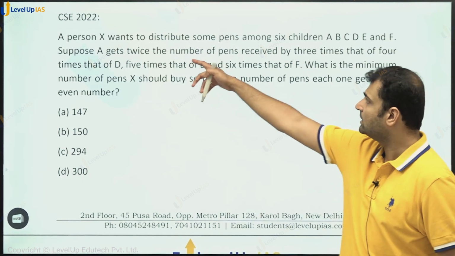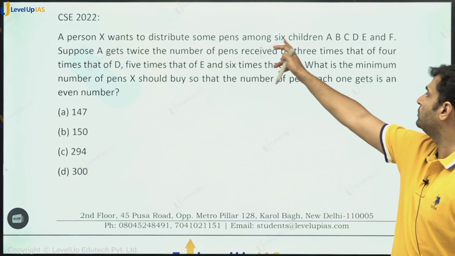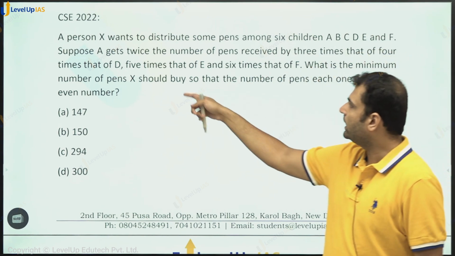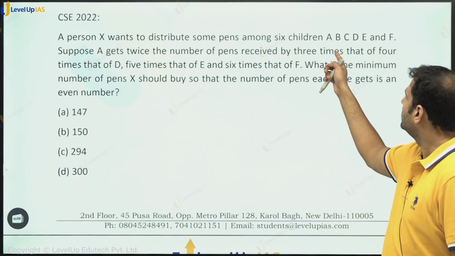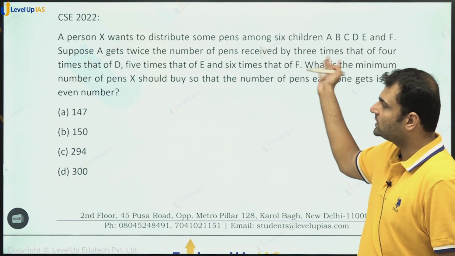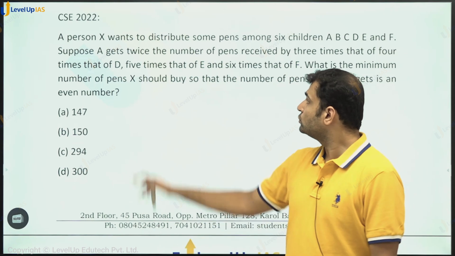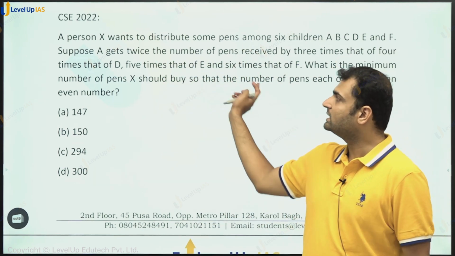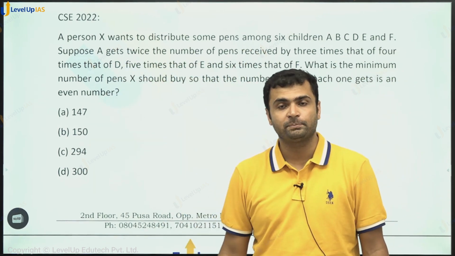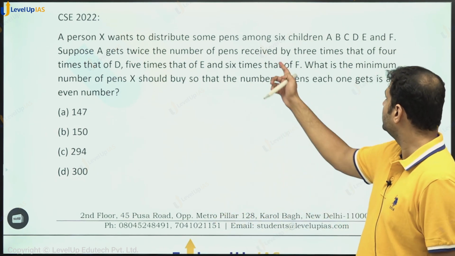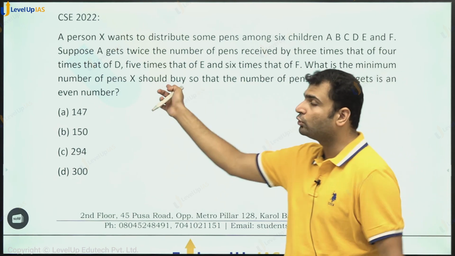Here look, there is a person X, he wants to distribute some pens among 6 children A, B, C, D, E, F. A gets twice the number of pens as B, thrice the number of pens as C, 4 times that of D, 5 times that of E, and 6 times that of F. So all this information is about how many pens A gets. That is the information. And the question is, what is the minimum number of pens X should buy.